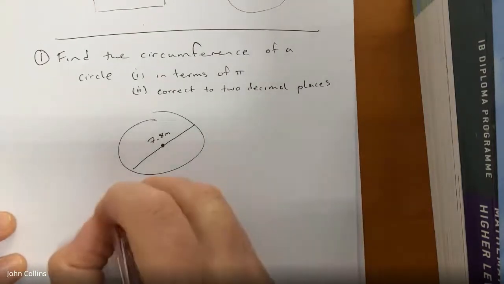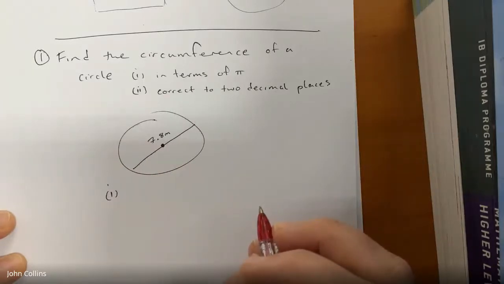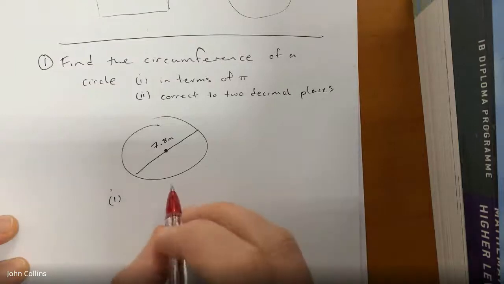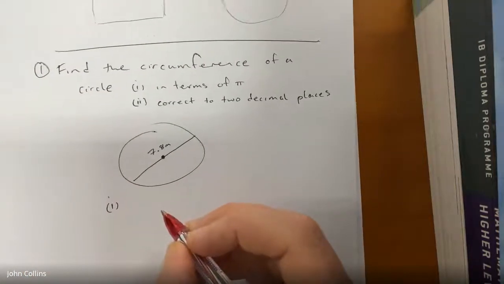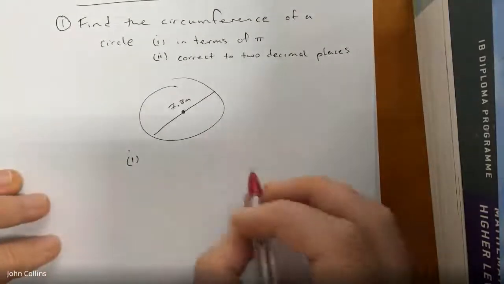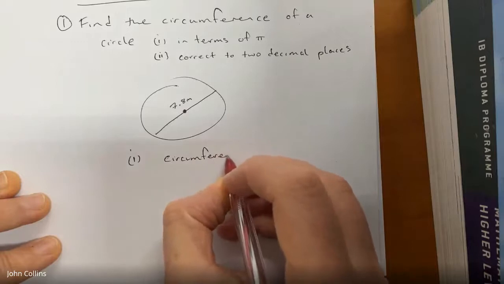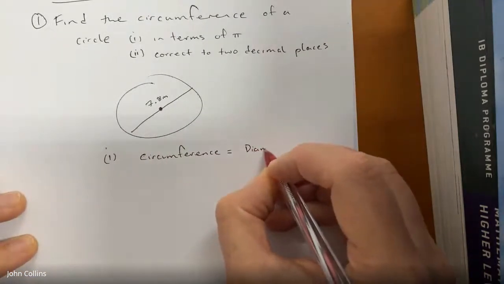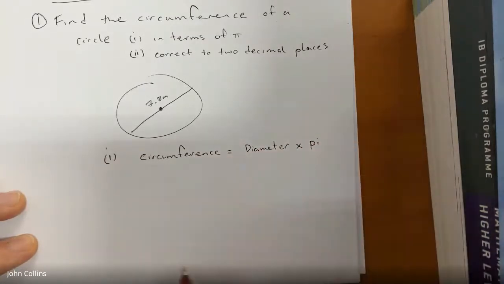All right, so I need to do part 1 in terms of pi. So I need to remember my circumference formula. Remember, it's directly related to pi, that symbol we've looked at over the last few days, the mathematical constant pi. Circumference, if we remember this, can be calculated just by using the diameter and multiplying it by pi.